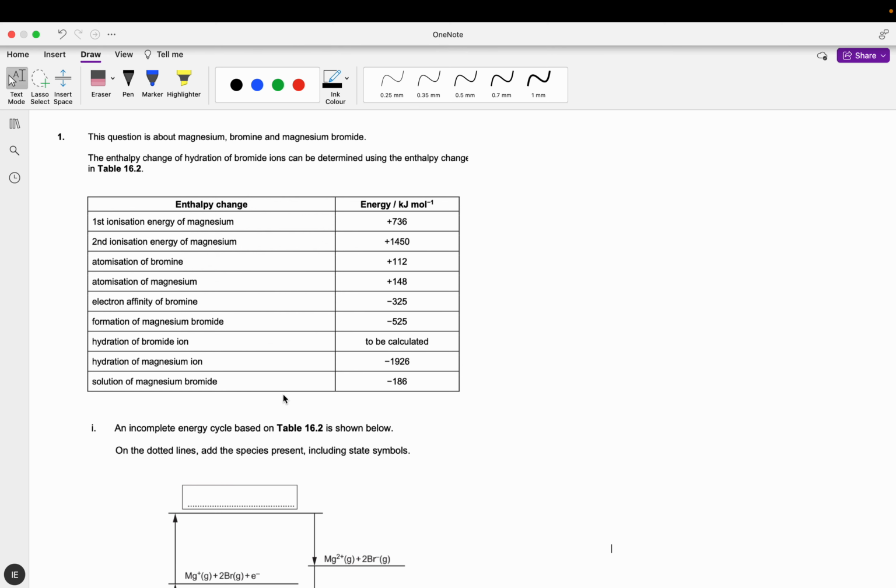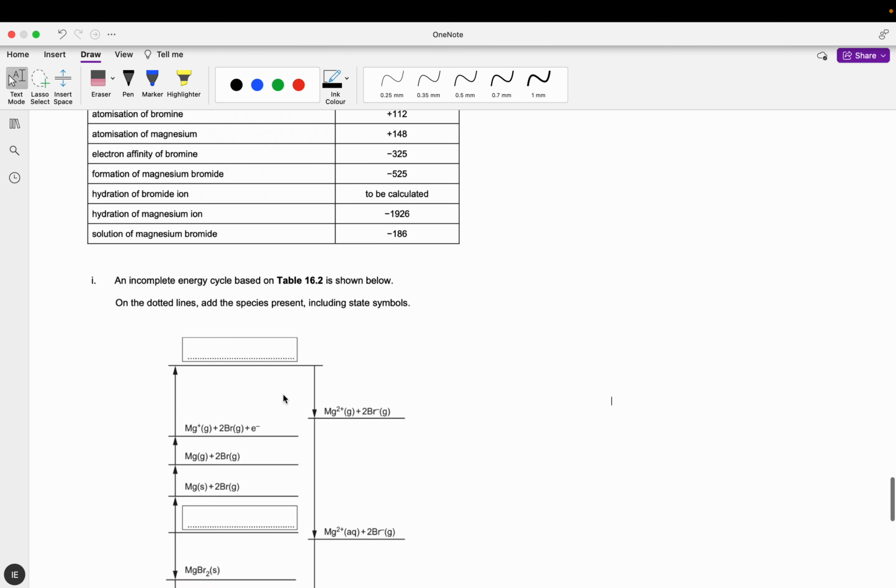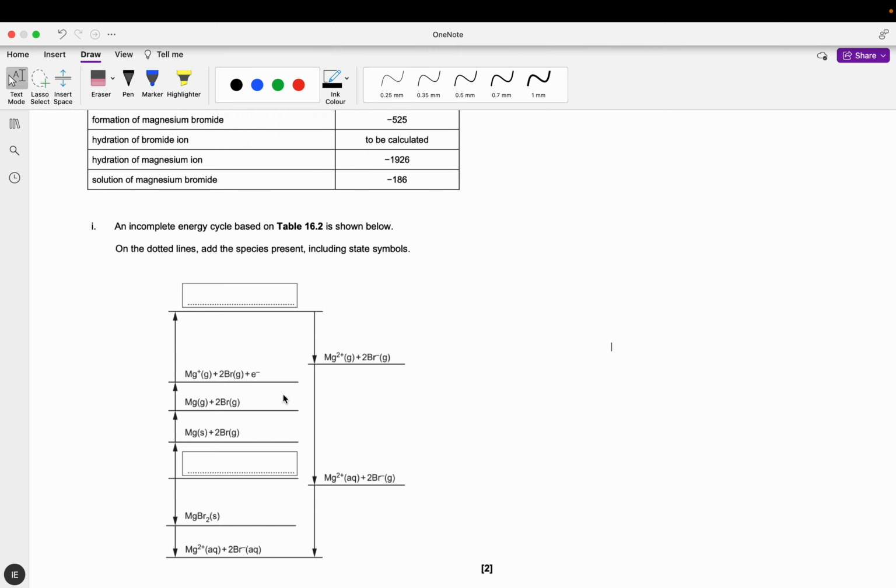So usually whenever you're doing a Born-Haber, part one is nice and easy. What you always do is you just fill out every single step, first by writing out the equation and writing in the numbers for it. So general rules of Born-Haber: each step, only one thing can happen. So in this arrow and all of these arrows, only one thing can happen per step.